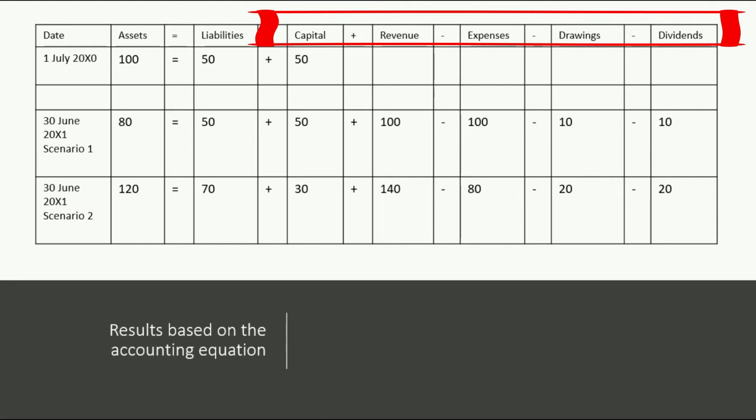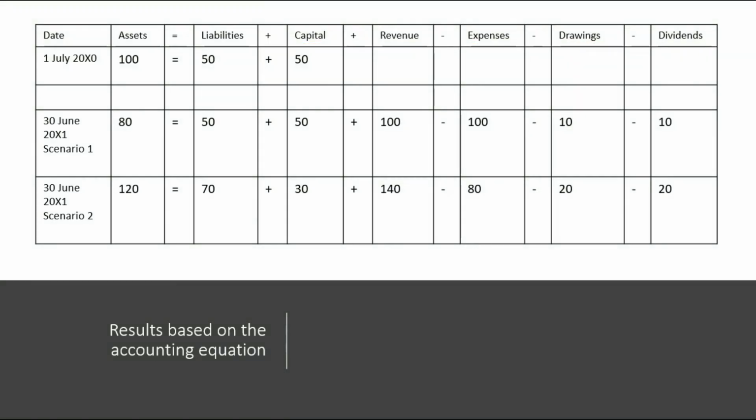It can sometimes be distracting to look at the revenue, the expenses, the drawings and the dividends while trying to ascertain the big picture, because they can sidetrack the focus. The focus here is how much the owner's equity should be. So in scenario 1, the owner's equity is 30.